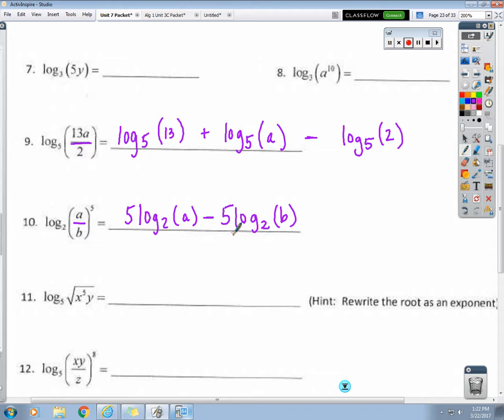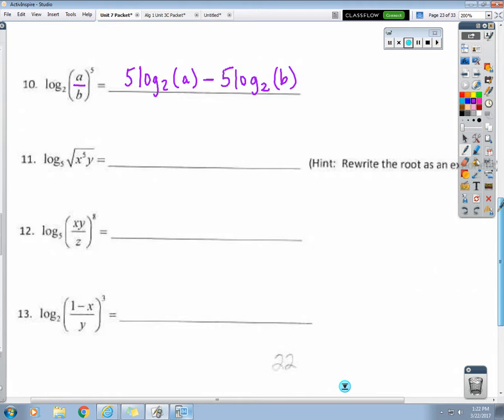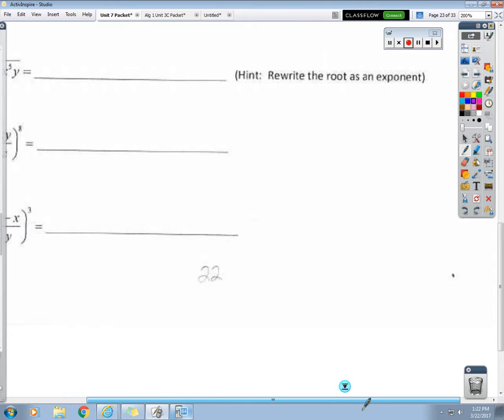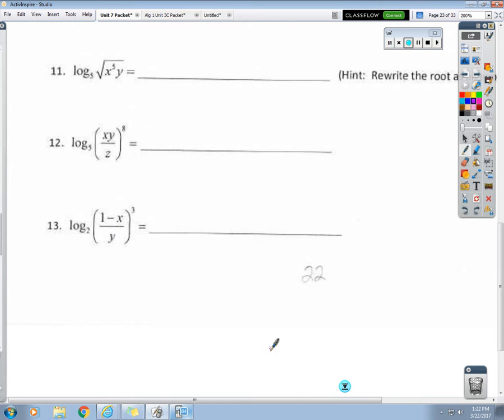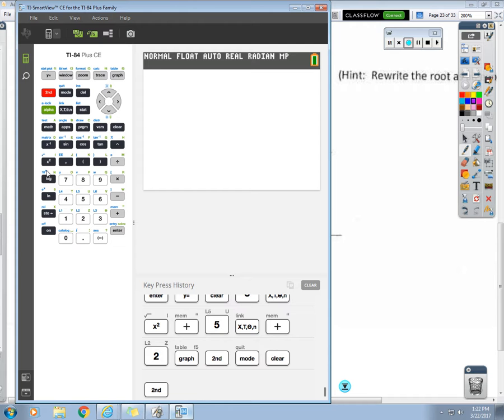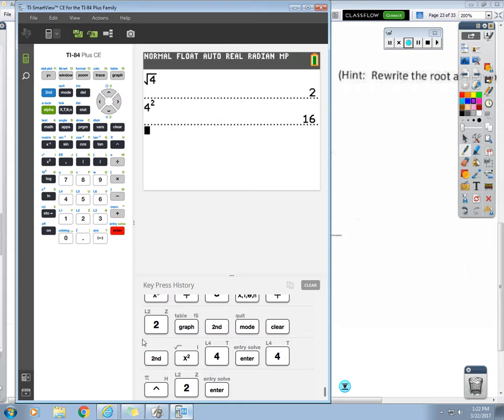Okay, number 11. Log base 5 of the square root of x to the 5th times y. They give you a hint over to the right that says rewrite the root as an exponent. So instead of leaving it up under the square root, how can we write the square root as an exponent? Let's see. If I take the square root of 4, is that the same thing as taking 4 and squaring it? No. We learned this at the beginning of this packet. How do you rewrite the square root as an exponent?